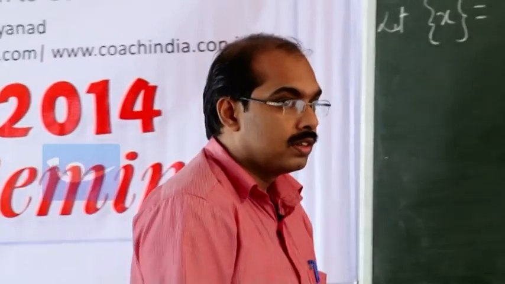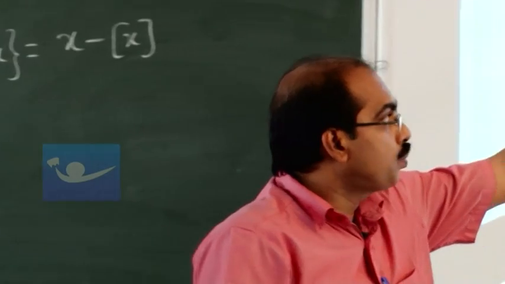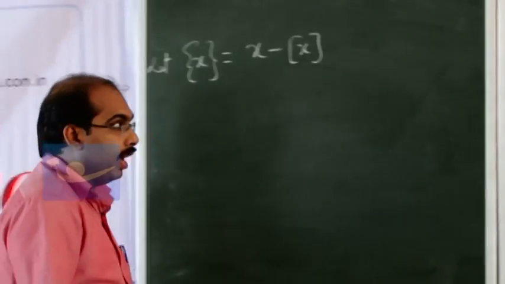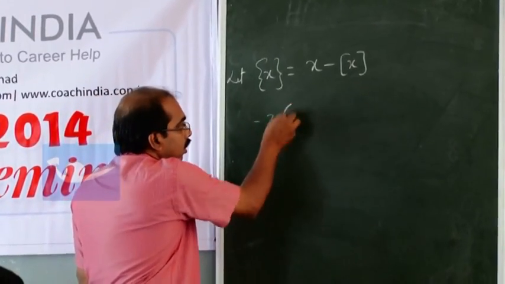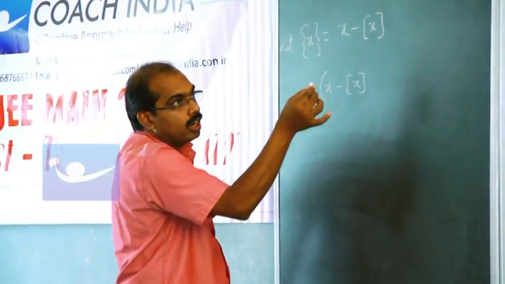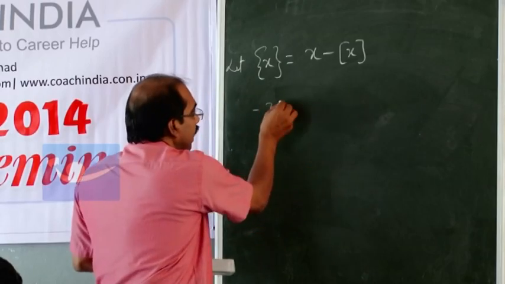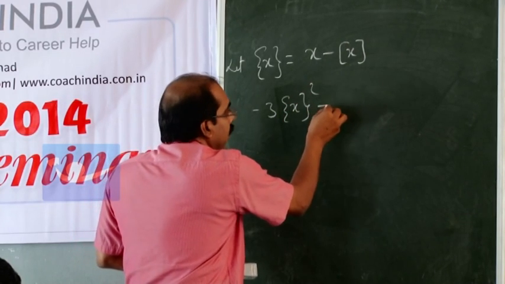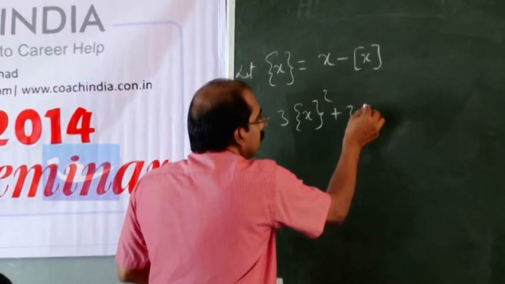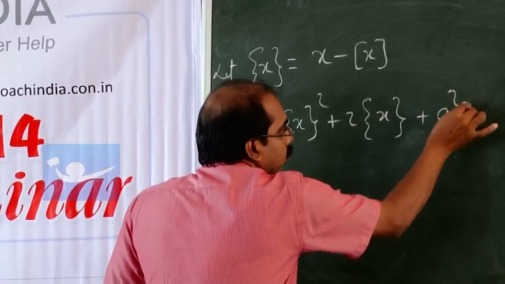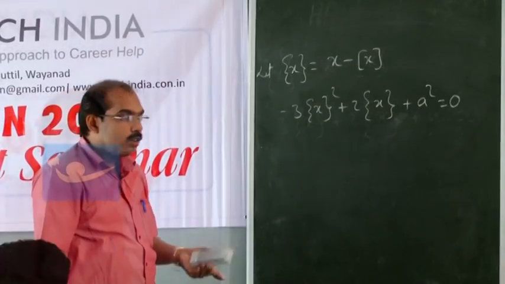Then we will be able to see that it is possible for us to write the given quadratic equation as minus 3 into x minus greatest integer function x square, like that. It is possible for us to write this as minus 3, this is actually the decimal part of x, 3x square plus 2 into x plus a square equal to 0. It's a quadratic equation.